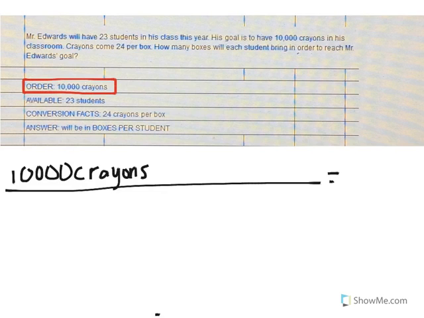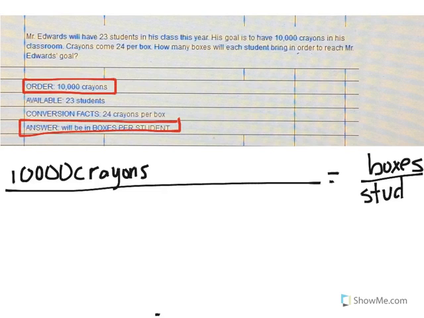Next I'm going to go to the answer. Notice my answer is in boxes per student. That means we have boxes on top. That word per indicates our division, and students on bottom. So my goal here is to turn crayons into boxes per student. I have a couple different facts that are going to help me get there. So I have crayons, and I want to turn that into boxes per student.